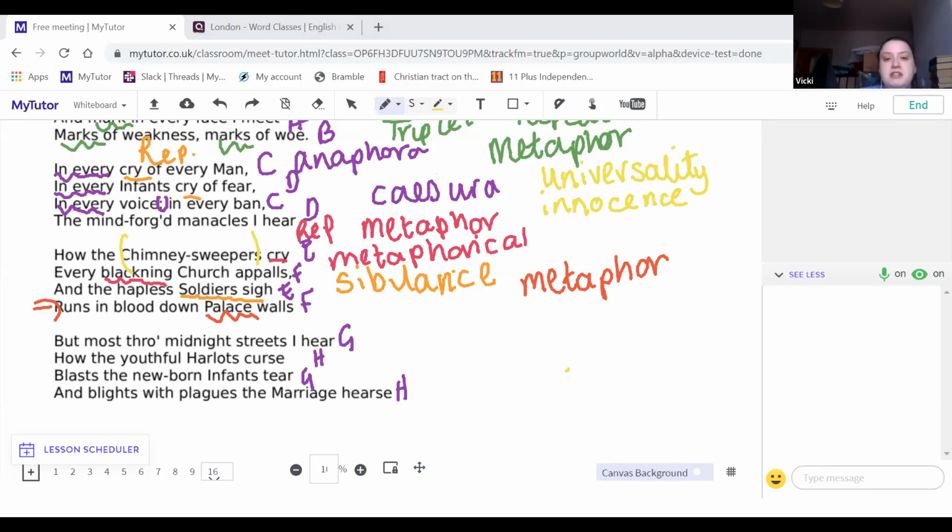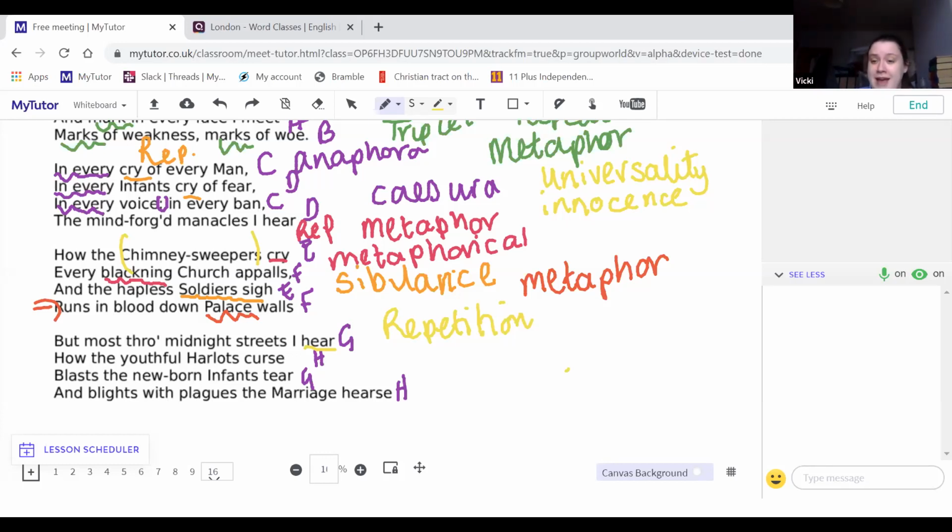But most through midnight streets I hear, go away. Yeah, so there is repetition of here, there, but it wouldn't be anaphora, because anaphora needs to be more than one word. How the youthful harlots curse, so harlot means a prostitute, and youthful, so we're suggesting that probably these are quite young women, probably in their teenage years.